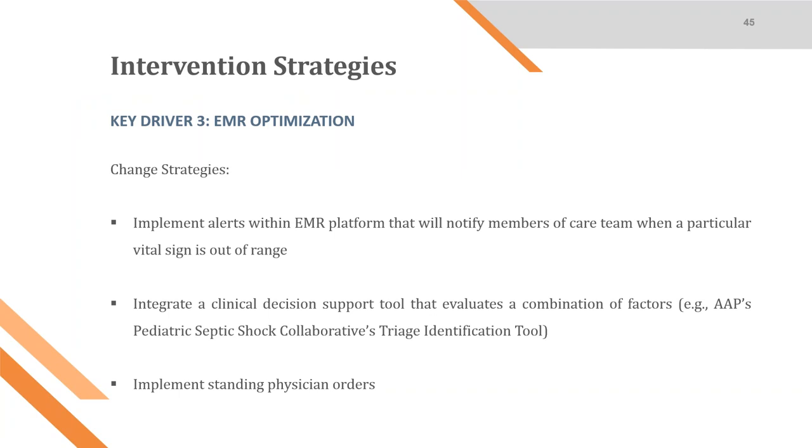The next area of focus within this bundle is EMR optimization. So we realized that nearly 95% of our sites have an electronic medical record. Some sites also have the ability to adapt their platform for certain needs, and so we've listed some of those here. Some opportunities for improvement may be implementing alerts within that EMR platform that will notify the care team when a particular vital sign is out of range. It could be integrating a clinical decision support tool similar to what Kate showed earlier that sort of evaluates a combination of factors during the triage process and notifies the team, or it could be implementing standing physician orders.